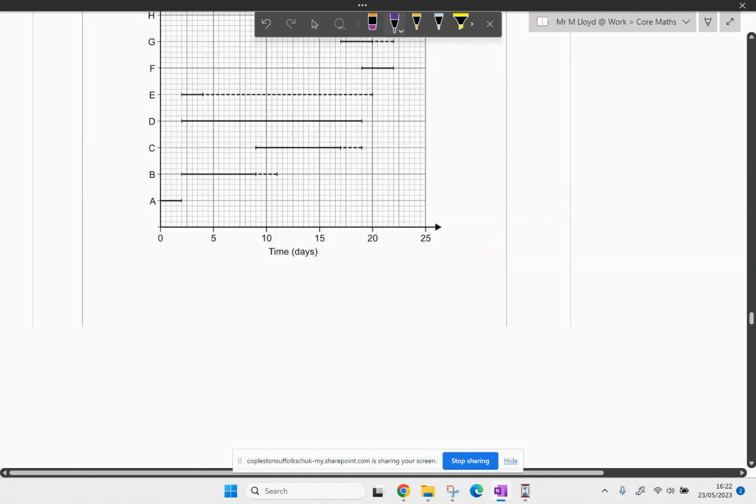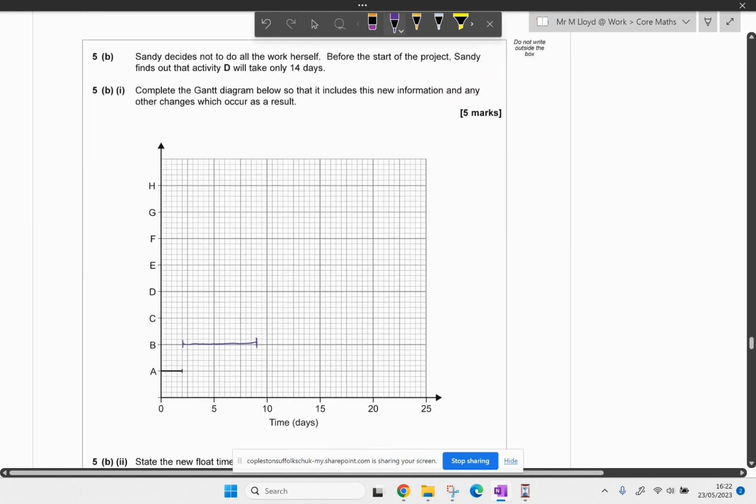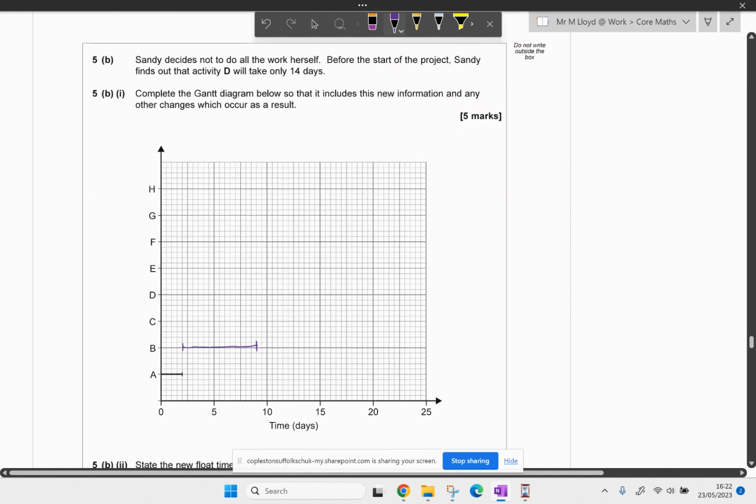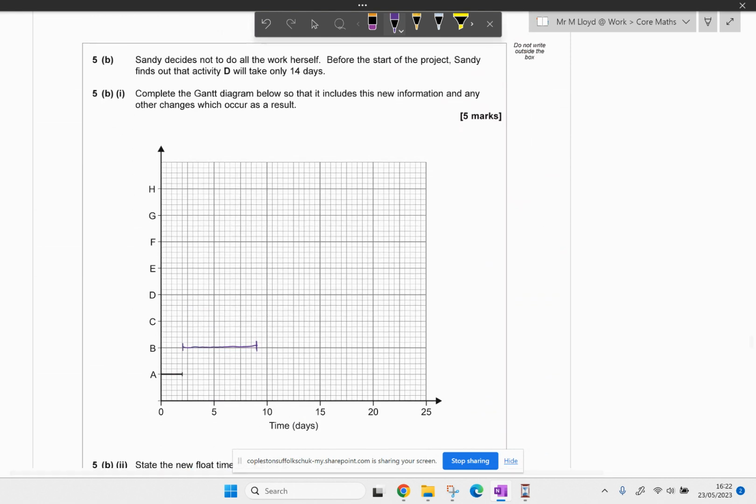Okay. Well, she's got other people helping, hasn't she? Sandy says not to do it herself. Before the start of project, Sandy finds out the activity takes 14 days. So if she's got other people that can do it, things get done without having to wait around, I suppose. So C will come into here. And then we go across to 17. We go over like that. That should work.